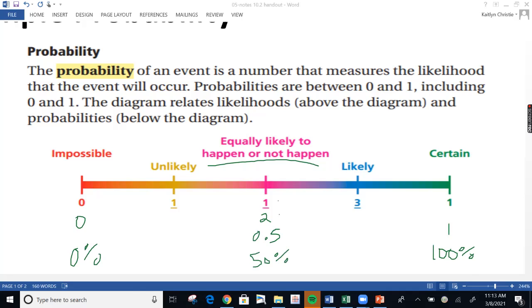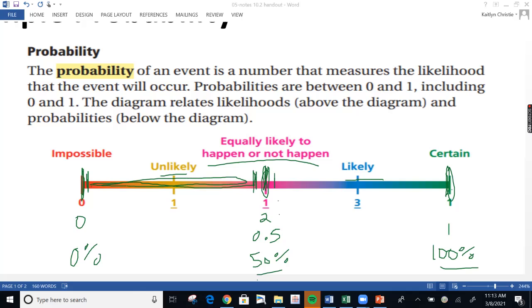And so those 3 numbers, impossible, certain, and equally likely to happen or not to happen, are set in stone. So if it's impossible, it has to be 0%. If it's equally likely to happen, it has to be 50%. Same thing with certain, it has to be 100%. Unlikely and likely are a range of numbers. So it goes from as close as you can get to impossible all the way to as close as you can get to equally likely. It's that whole entire range.